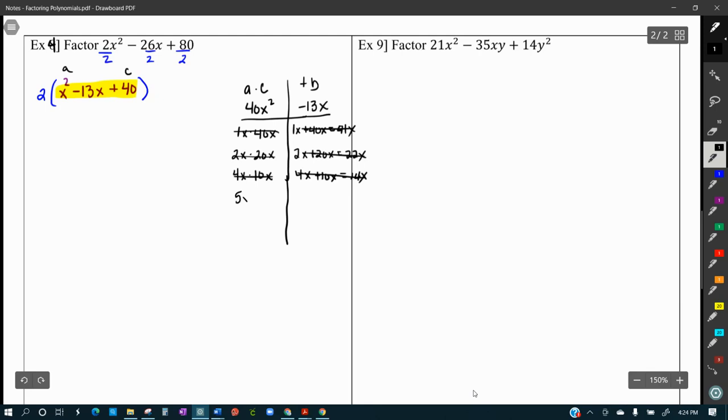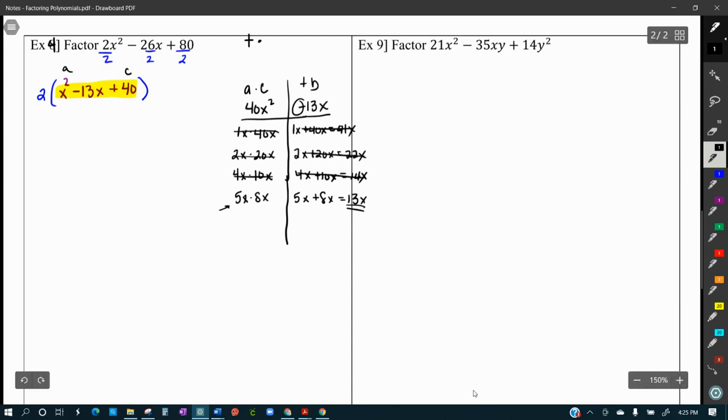Let's try 5. So 5x times 8x. 5x plus 8x gives me 13x. Well, that's close, but I need negative. So how do you fix that? What that means is 5 and 8 are in fact the correct numbers. They're just not the correct signs.